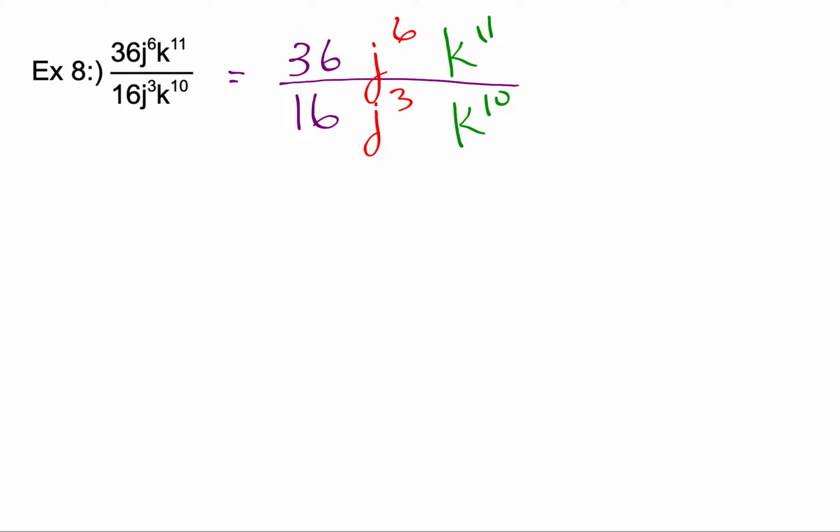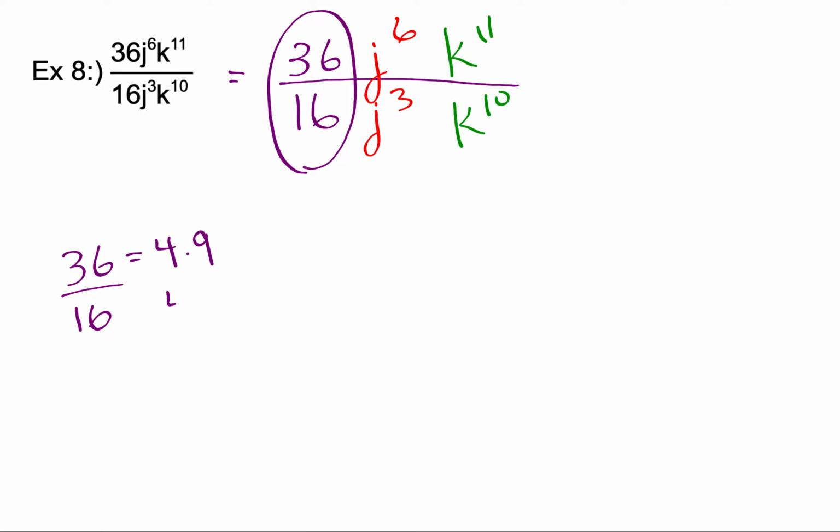Now, a common mistake might happen here on the first section. Those are just regular numbers. That's a regular fraction. So we are just reducing 36 over 16. Well, 36 is 4 times 9, and this is 4 times 4. So we can reduce by 4s, and we get 9/4.